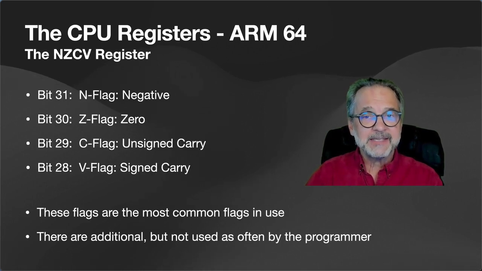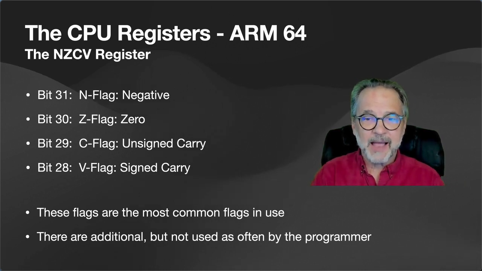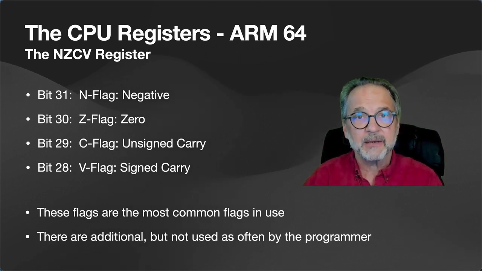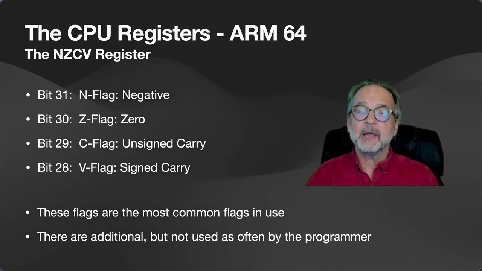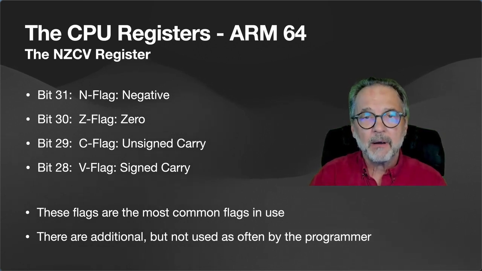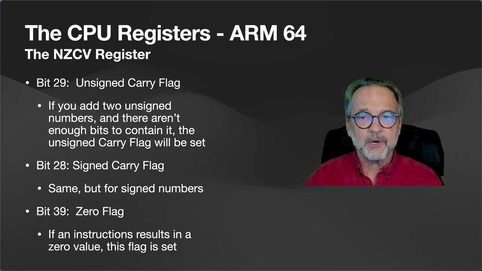Now the NZCV register, which is the ARM64, is pretty much the same thing. The bits are exactly the same. You've got the N flag for negative, Z flag for 0, C flag for unsigned carry, and V flag for signed carry. Now this will all mean more when we get into conditional processing on the ARM processor, where we're asking questions, if statements, did something happen in this calculation? But for right now, that's what each one of those means.